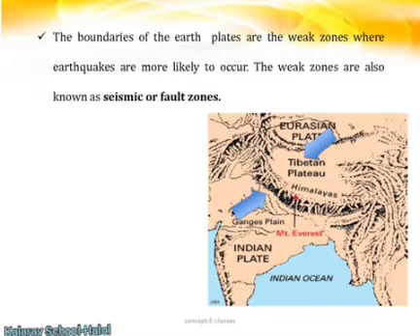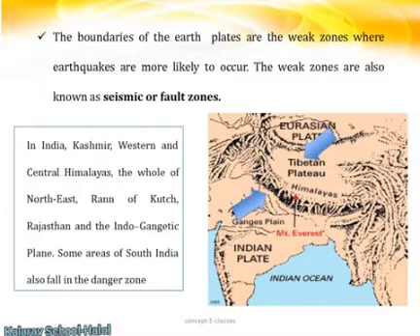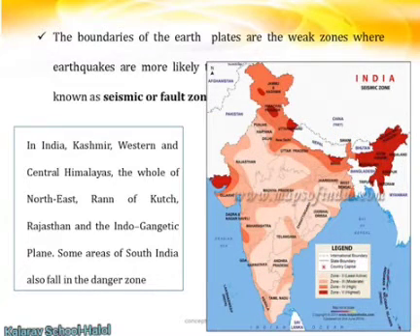So these weak zones are also known as seismic zones or fault zones. So in India, Kashmir, Western and Central Himalayas, the whole of Northeast, Rann of Kutch, Rajasthan and the Indo-Gangetic Plain are prone to danger, and some areas of South India also fall inside the danger zone. So these areas which are most likely to undergo earthquakes are called seismic or fault zones.